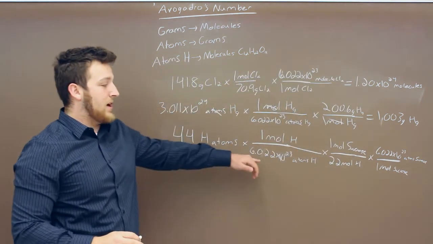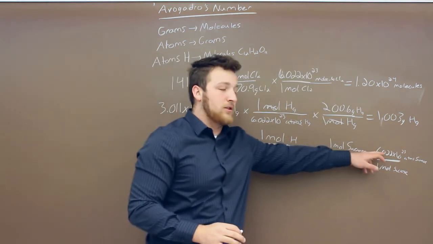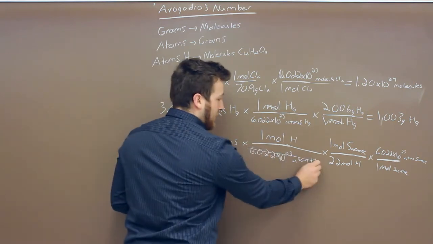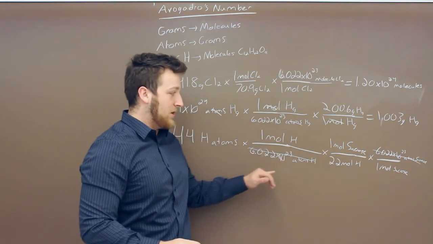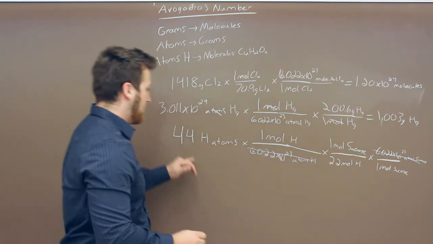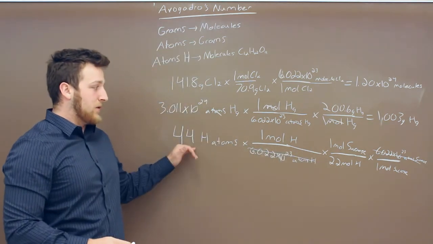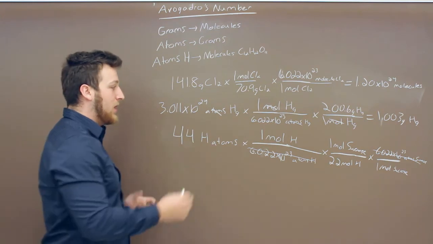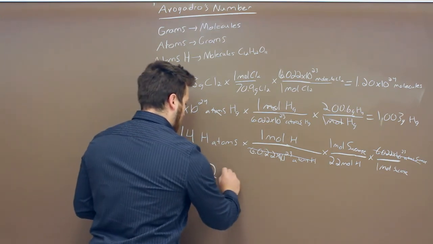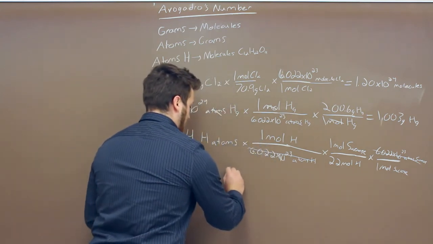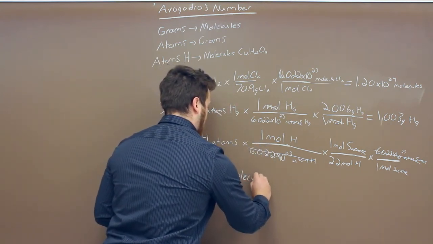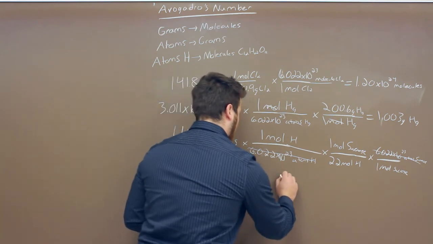And you can see that we have Avogadro's number in the denominator and in the numerator. So to make it easier on ourselves, we can cancel these 2 out, leaving us with 44 times 1 times 1 over 22 times 1. So essentially, we're just dividing 44 by 22, which will give us 2 molecules of sucrose.